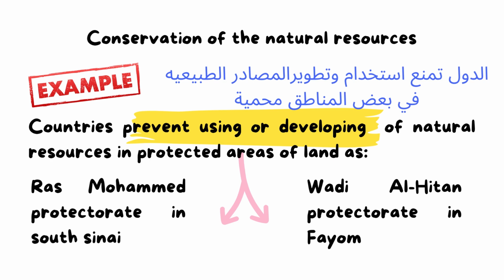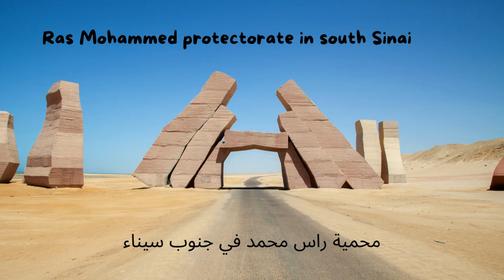okay, to these areas, as what? As Ras Muhammad Protectorate in South Sinai. Here we have a new word, protectorate. It comes like the word protect, and we have ret, okay, so it's a protectorate. Okay, and we have another example, Wadi al-Hitan Protectorate in Fayoum. Okay, so here we have two examples for a protected area of land.